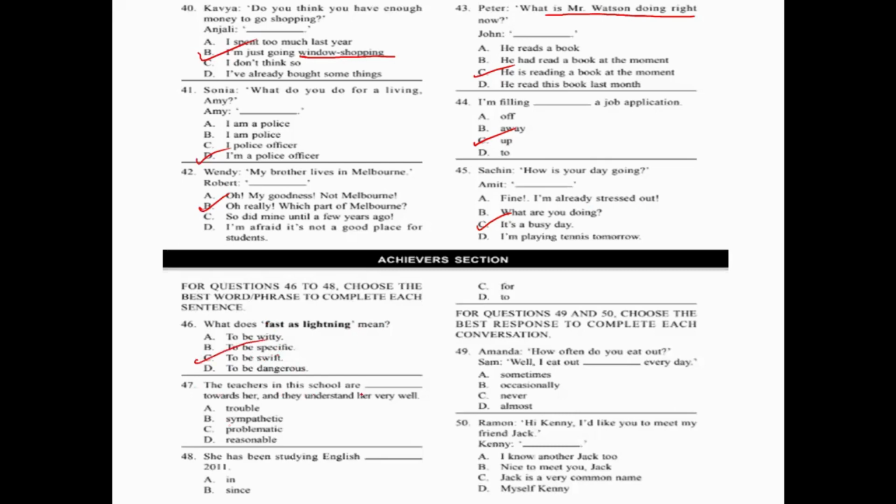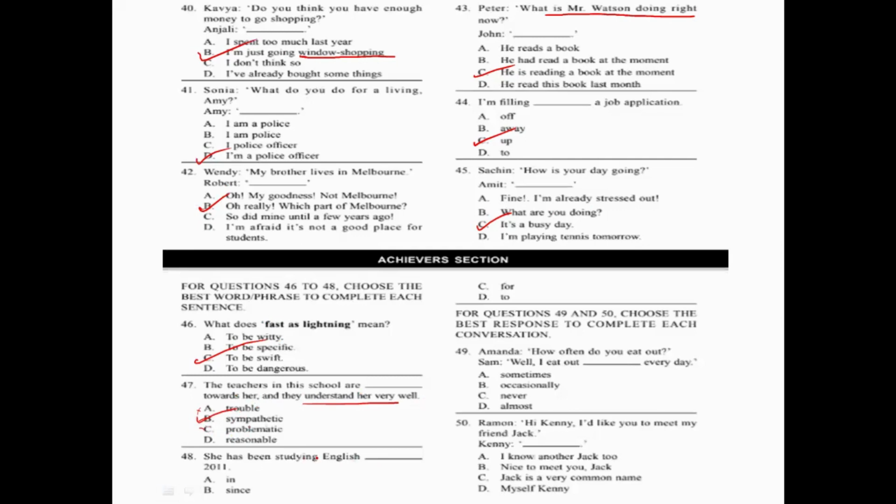The teachers in this school are dashed towards her and they understand her very well. So when they understand her very well, it must be something positive. Trouble, no, this can't be the true thing. Sympathetic, okay, this could be the answer. Problematic, no. Reasonable, no. So it should be sympathetic. The teachers in this school are sympathetic towards her and they understand her very well. So option B is our correct answer.